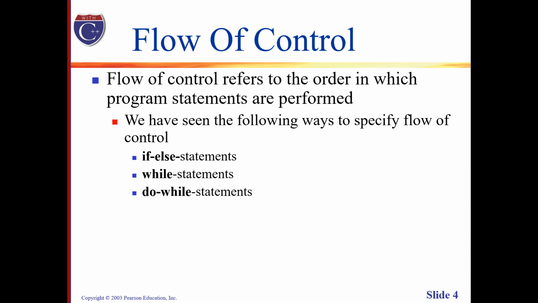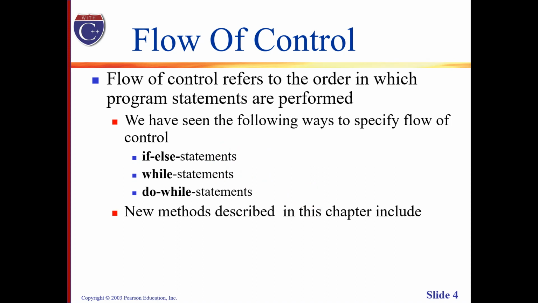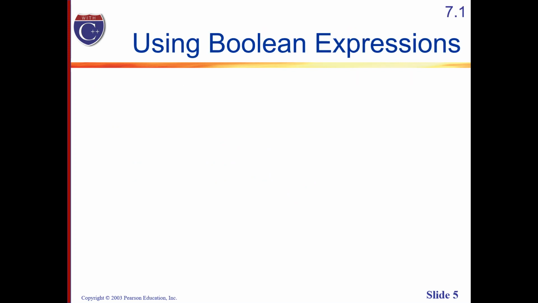If we recall, we've already seen the following ways to specify flow of control in our programs. We've already dealt with if-else statements, while statements, and of course the do-while statements. For this chapter, we will talk about new methods which include the switch statements and the for statements. And of course, we will also talk about the Boolean expressions.